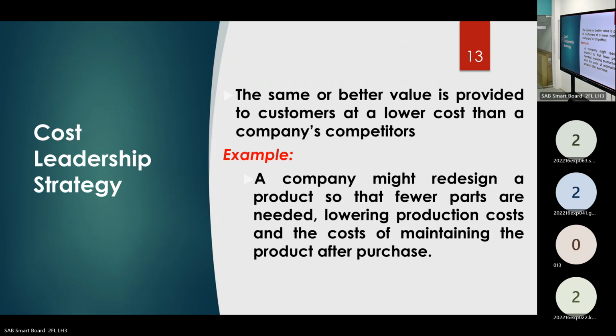Right? Mainly based on this cost leadership category. You can produce something at lower cost than the competitors. How do they achieve it?